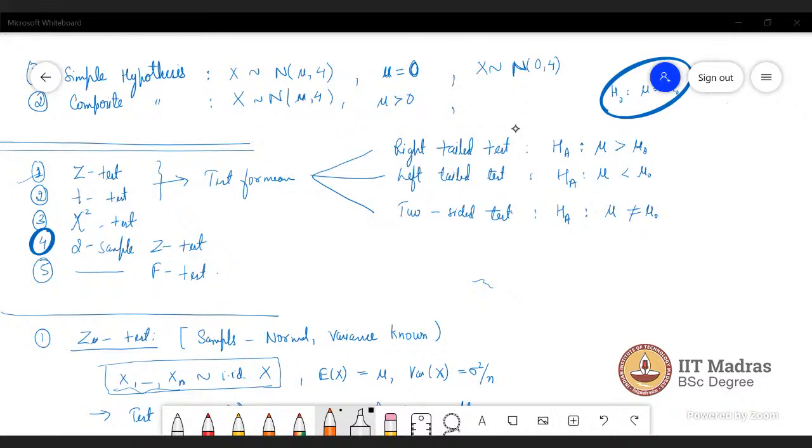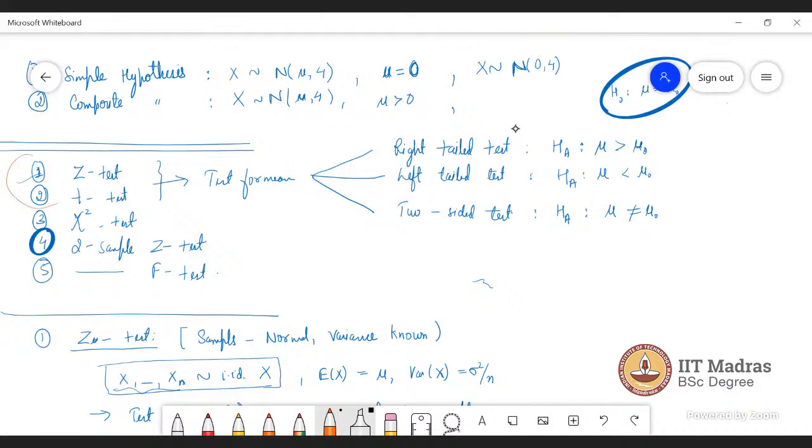So for test for mean, we have Z-test and T-test. These are the tests that we are using for testing the mean. And if we have to test for variances, like if we have 1 sample, in that case we are using the chi-square test, and if we have 2 samples, we are using the F-test. And if we want to test the mean for 2 samples, we are using the 2 sample Z-test.